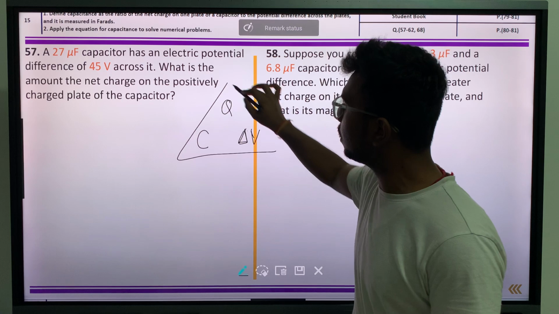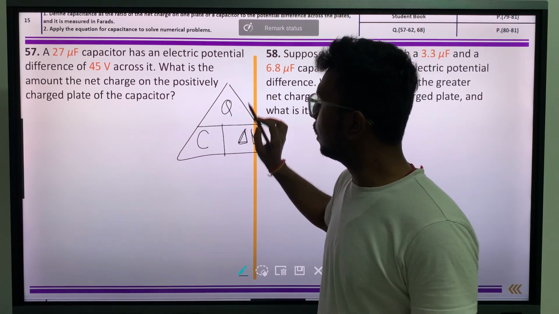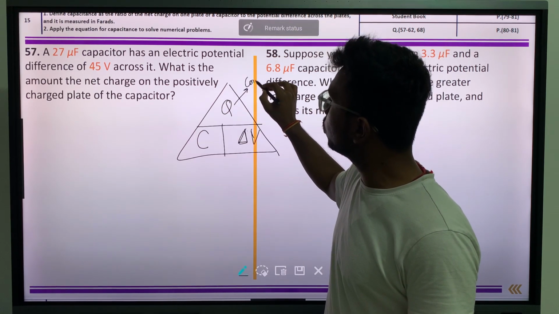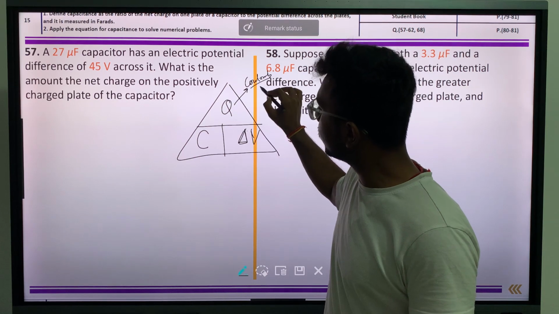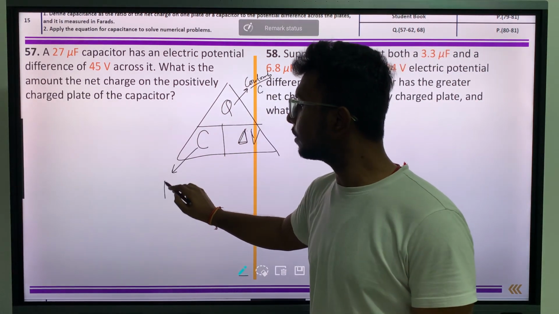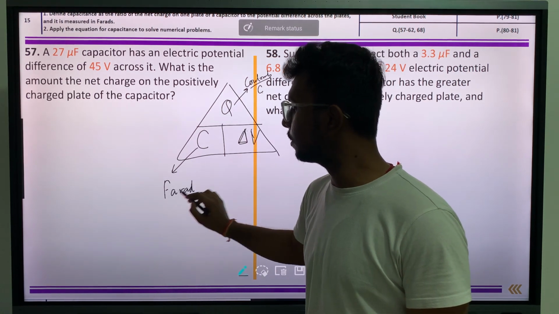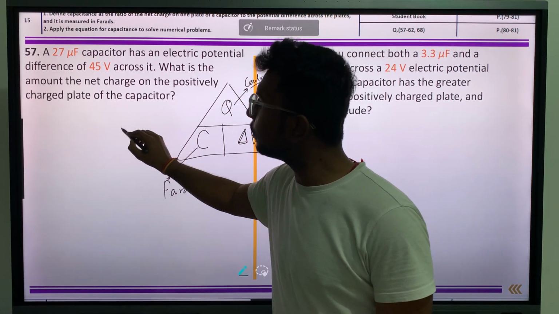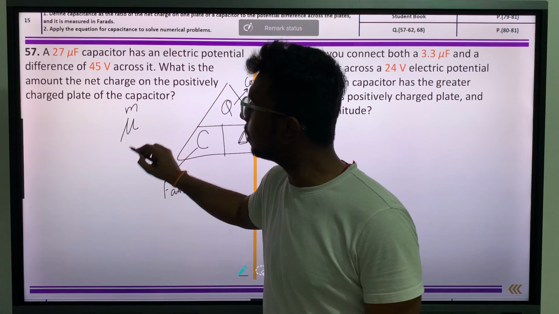So if you make a triangle out of this, you get this. Q is the charge which has the unit coulomb. It is represented by C. Remember, this C and this C are different. This is capacitance. The unit is farad. This is the unit for capacitance. Generally, it will be represented in micro, milli, or nano.